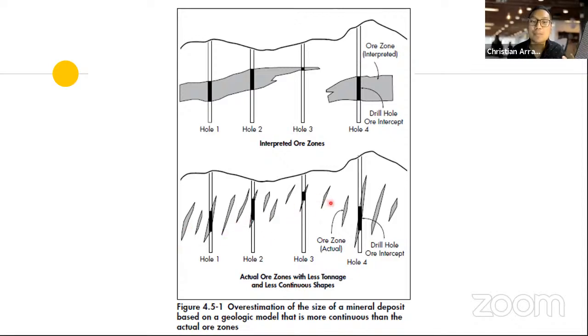Diba? Mapanlinlang lang. Baka nga pala, ganito pala itsura. Akala mo tuloy-tuloy. Akala mo ang dami mo ng pera, pero konti pala yung may estimate mo dun sa iyong ore body. That's just something to take note of. Okay? So it's important to know what type of shape it is. It's disseminated or continuous. Like this one is flat.